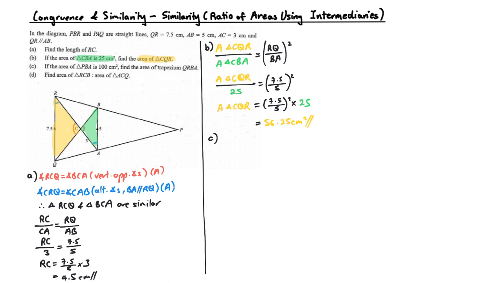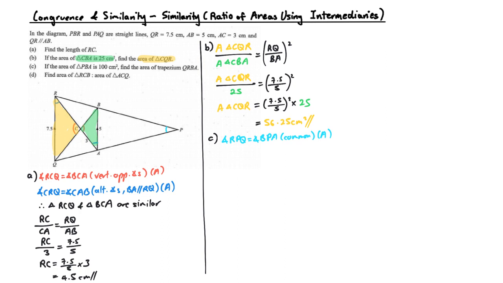Now let's look at C. If the area of triangle PBA is 100, so PBA is the triangle here, find the area of trapezium. So the trapezium here, QRPA, is the big triangle here minus the triangle here, which is given to you. Again, you need to prove similarity here. You prove similarity with these two triangles by first saying that this is common. Angle RPQ equals angle BPA. Common.